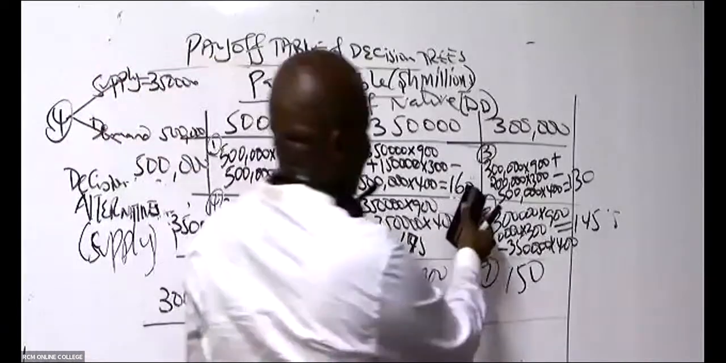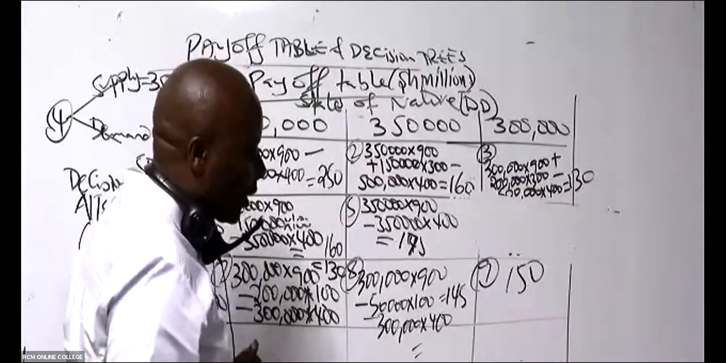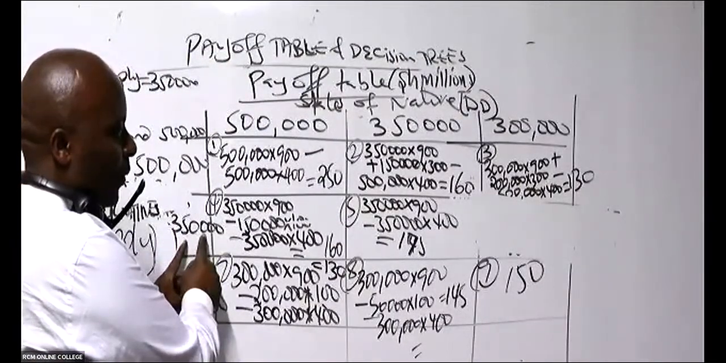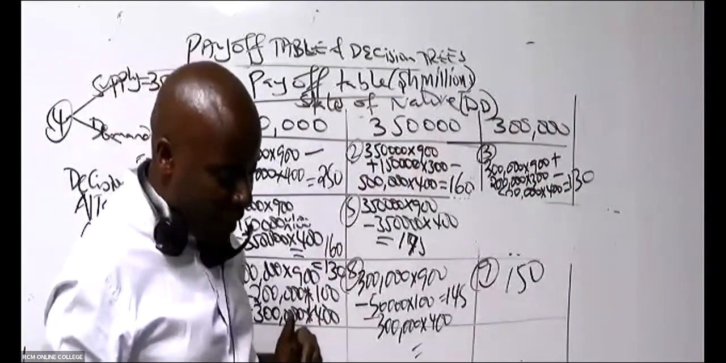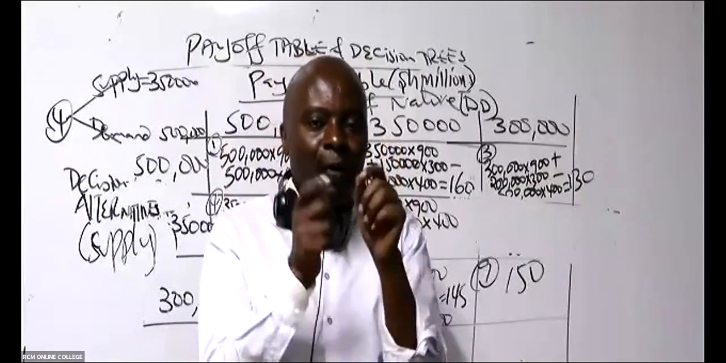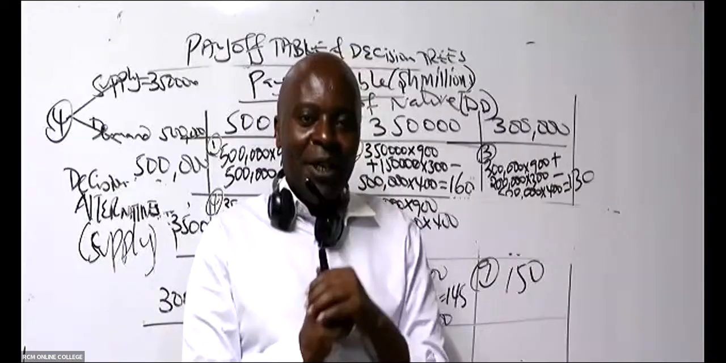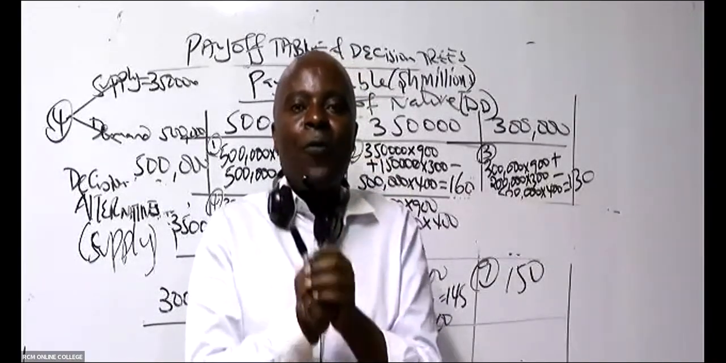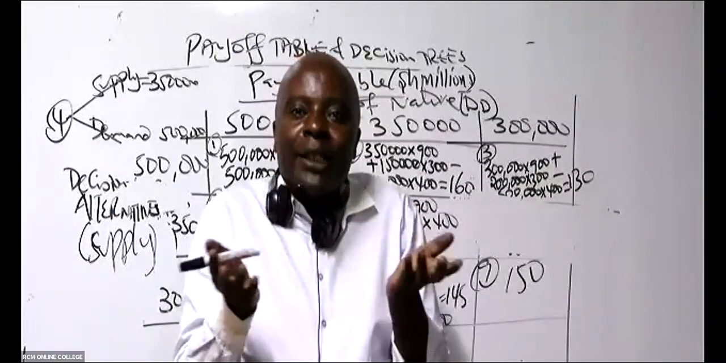So number 6, what is happening in number 6? Number 6, I've supplied 350,000. And how many have been demanded there? 300. You see, I've supplied 350,000, but the demand is lower. So this is a scenario of perishability. I'm going to perish with the extra units.